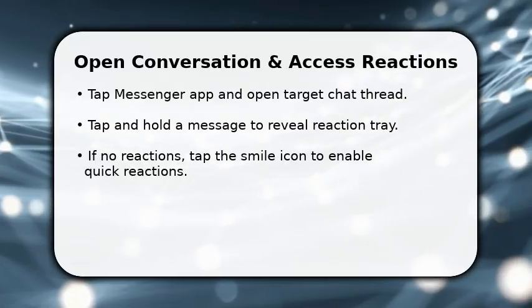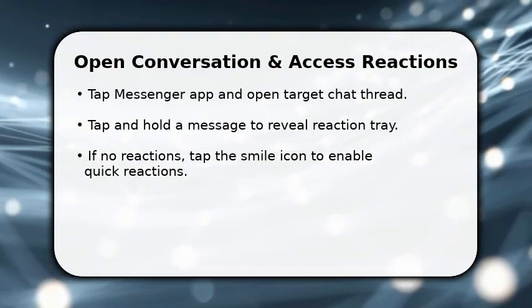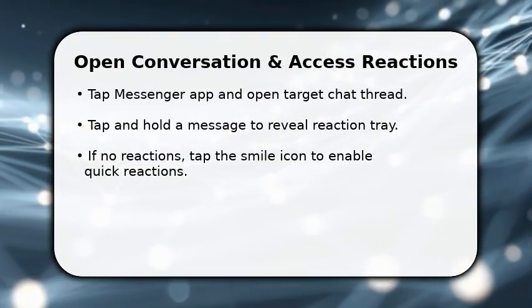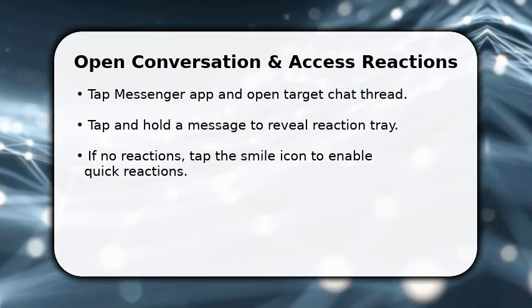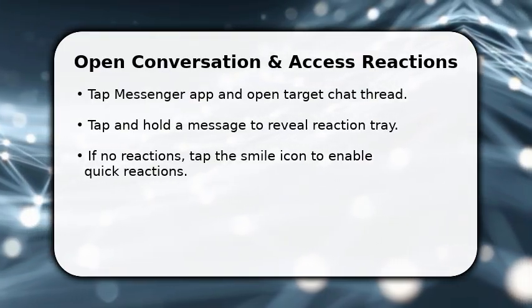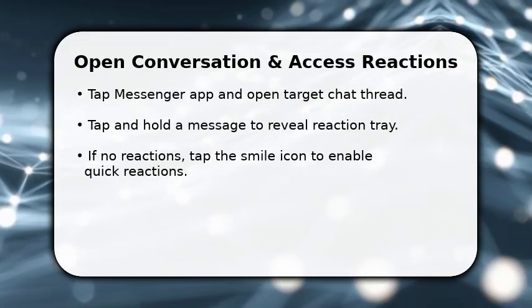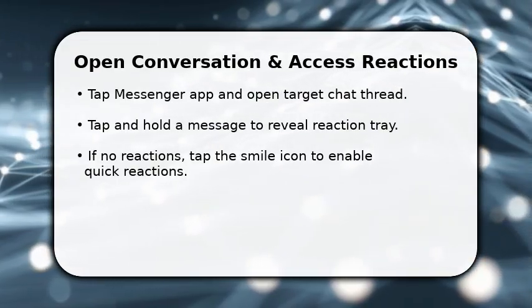You start by opening the Messenger conversation you want to change emoji color in. Tap and hold the specific message to bring up the reaction menu. This is faster than searching settings. Once the reaction tray appears, look for the emoji you want to adjust.